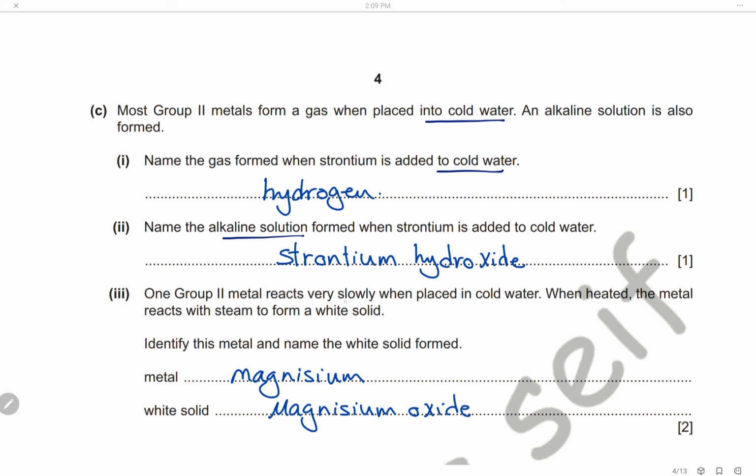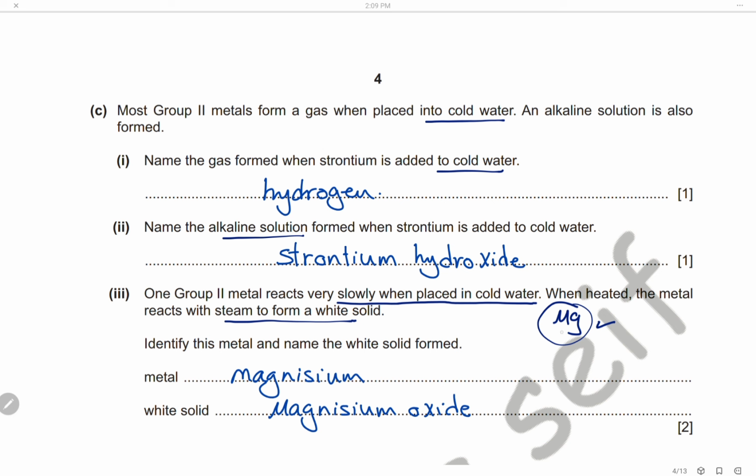One group 2 metal reacts very slowly when placed in cold water. When heated, the metal reacts with steam to form a white solid. This metal from group 2 is magnesium, because magnesium is less reactive than calcium and strontium, so of course magnesium will have a slower reaction with cold water and it can react with steam or with hot water.